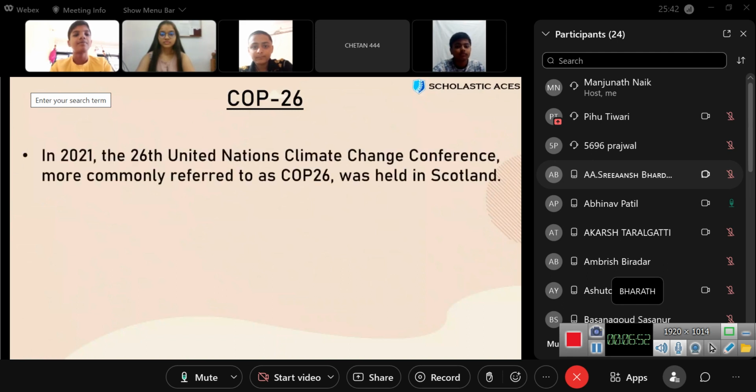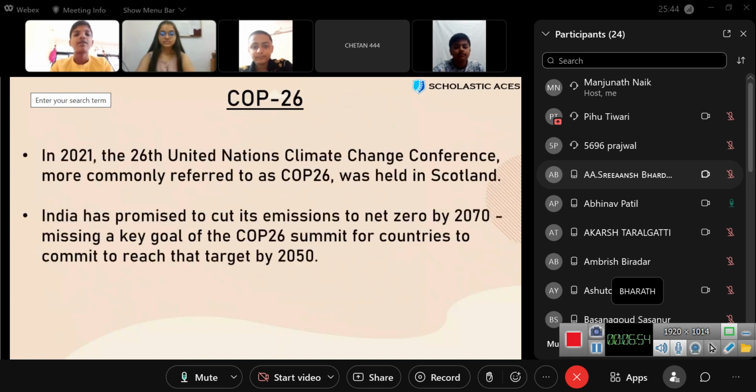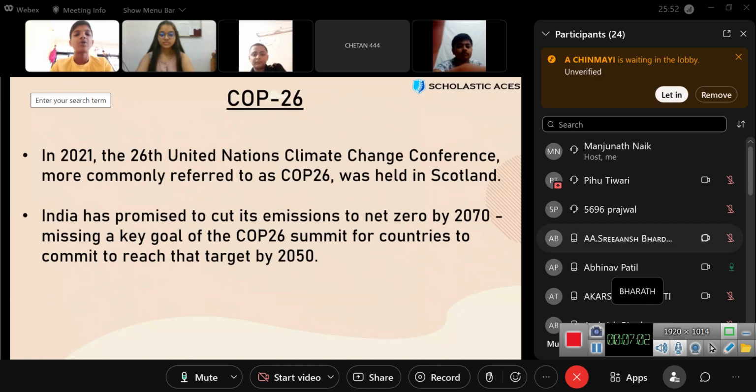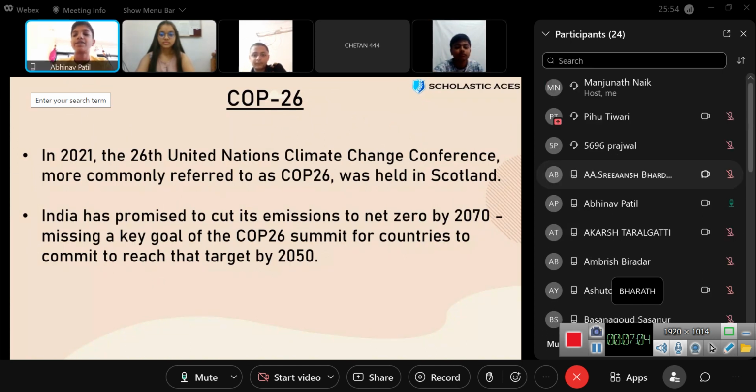COP26. In 2021, the 26th United Nations Climate Change Conference, more commonly referred to as COP26, was held in Scotland. India has promised to cut its emission to net zero by 2070, missing a key goal of the COP26 summit for countries to commit to reach the target by 2050.